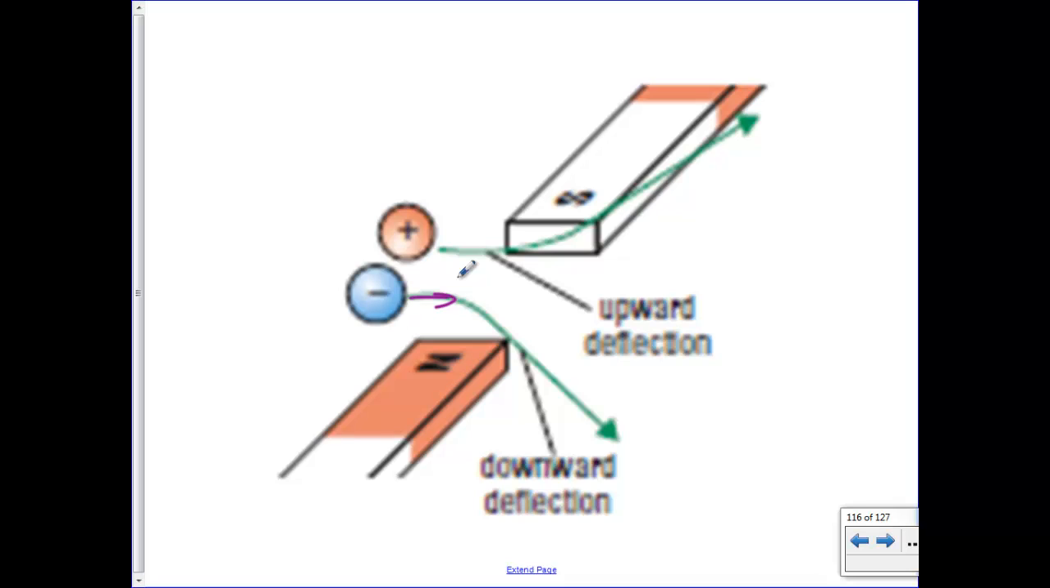The charge will go down. So if it was a wire, the wire itself would be forced down. If it was just an individual proton, the proton would get pulled downwards.